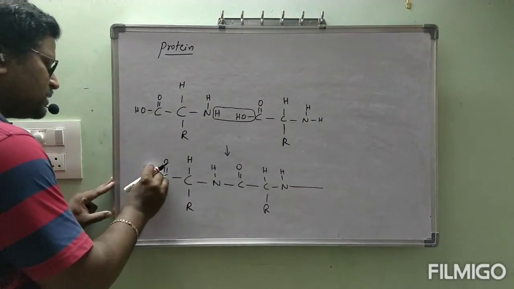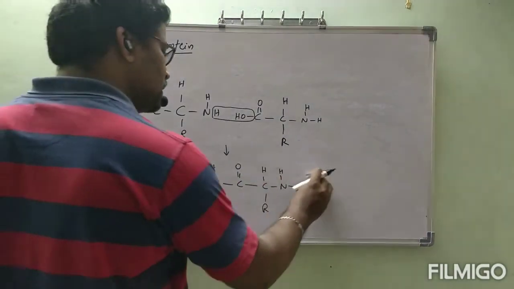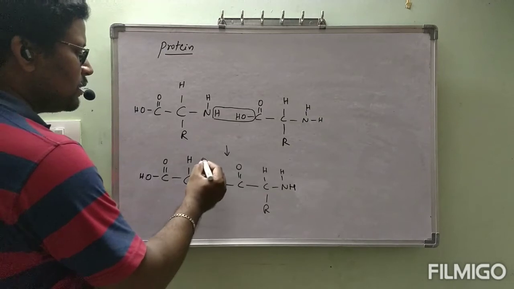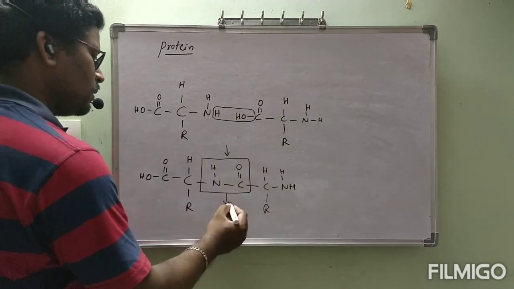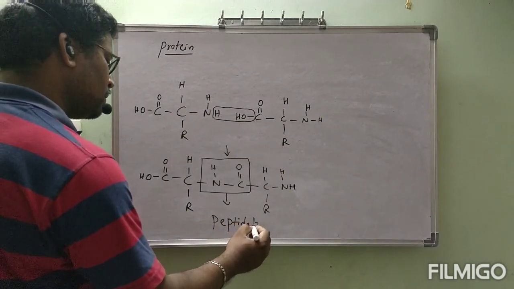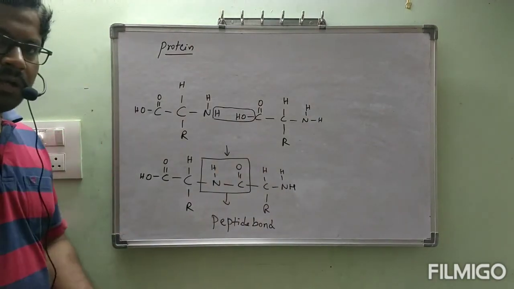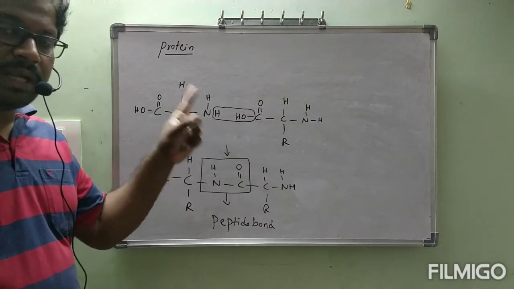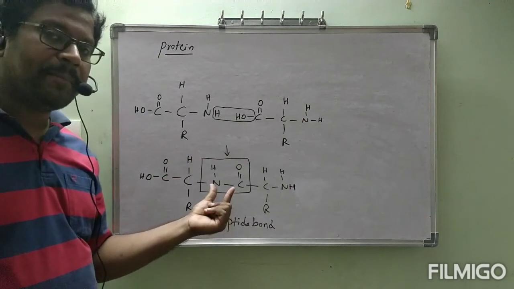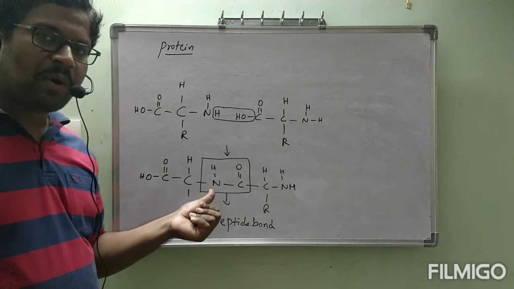Now I fix it with these two only. OH, here H. This is called peptide bond. This is like condensation polymerization only. In polymers we have seen, this is like condensation polymerization and resembling polyamide. See, CONH, like a polyamide it is.